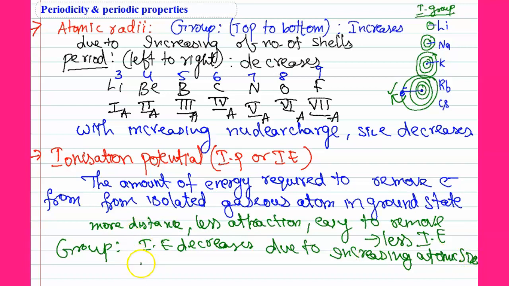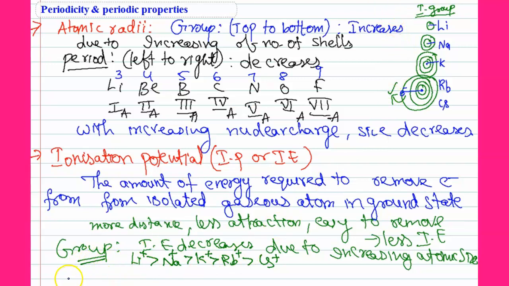So in case of lithium, we can write the order also. Li less than sodium less than potassium less than rubidium less than... we said decreases. Decreases means the top one is having higher. So lithium greater than sodium greater than potassium greater than rubidium greater than cesium. We should write plus also because we are considering removal of electrons. So this is in case of group.